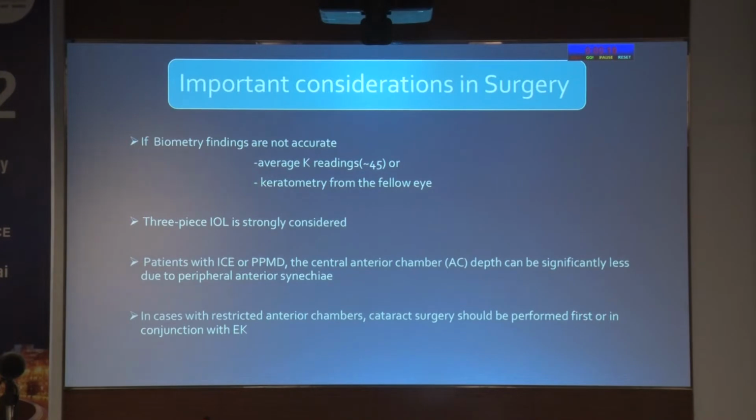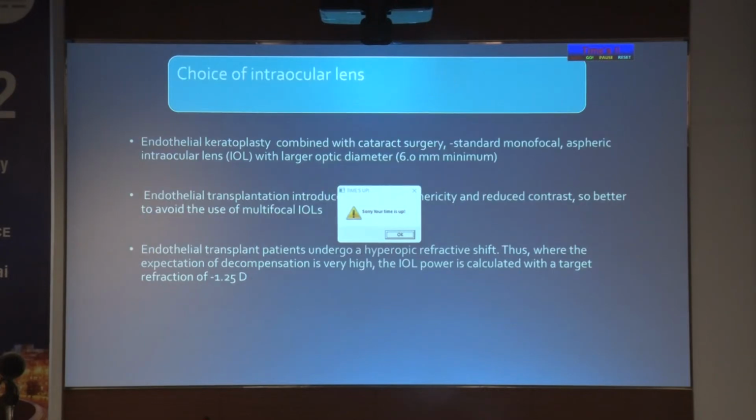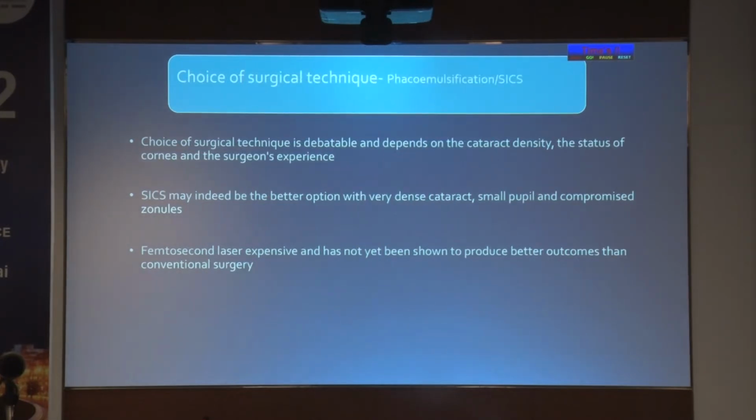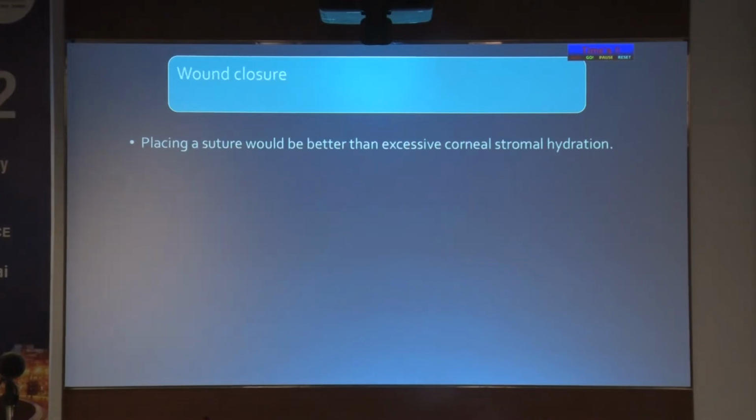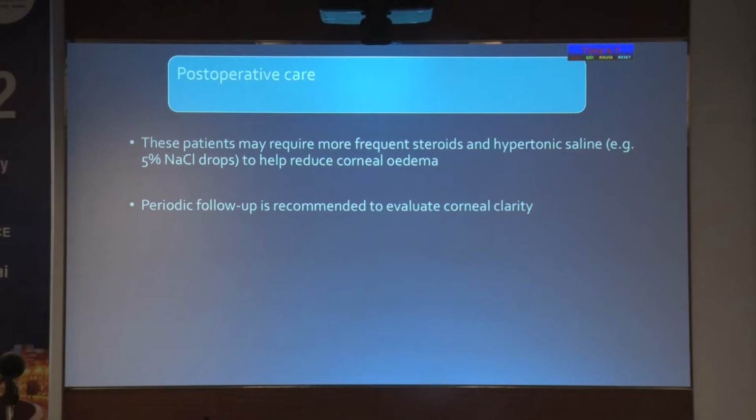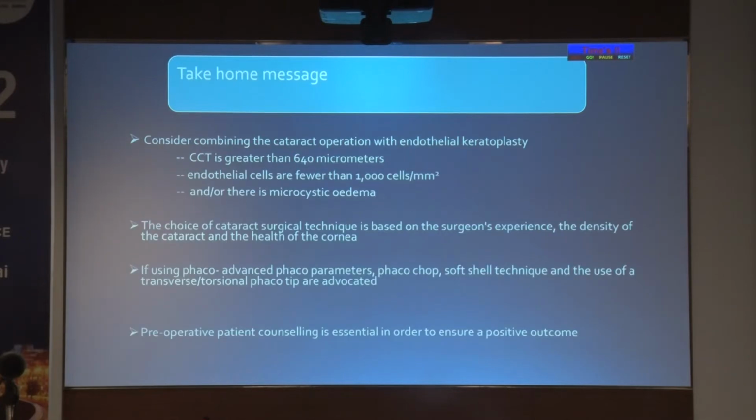Certain important considerations while handling such cases: if we are finding difficulty in biometry, we can always take an average K reading, or we can take keratometry from the fellow eye. A 3-piece IOL is strongly considered, and in cases where the anterior chamber depth is less, we should always perform EK first. Choice of surgery, as I said, depends on the density of cataract and surgeon's experience. Viscoelastic I already mentioned, irrigating solution I mentioned, placing a suture would be better. Post-operatively, the patient may need frequent steroids and hypertonic saline, and periodic follow-up is recommended.